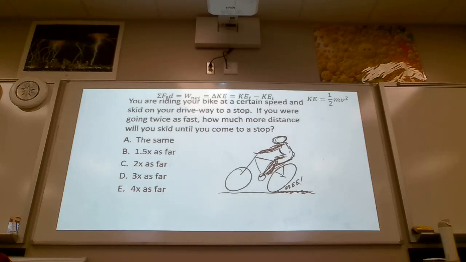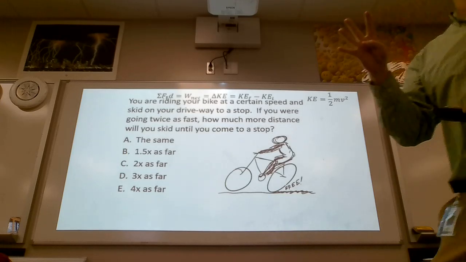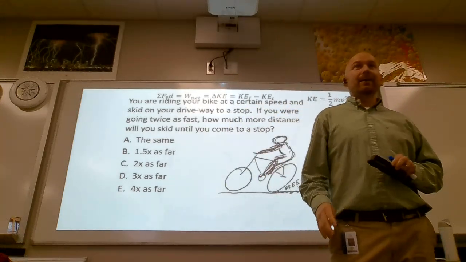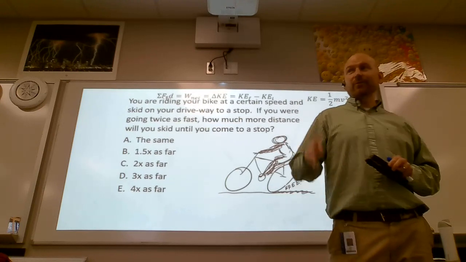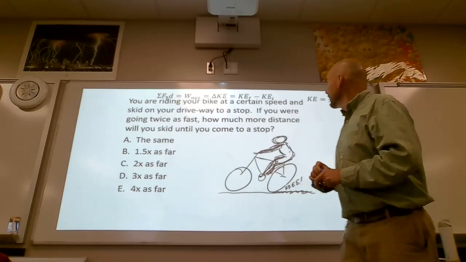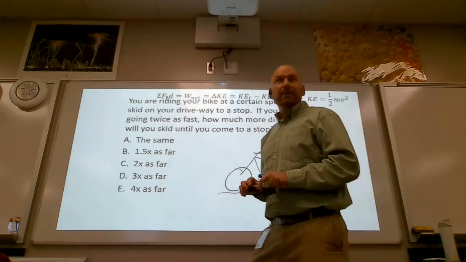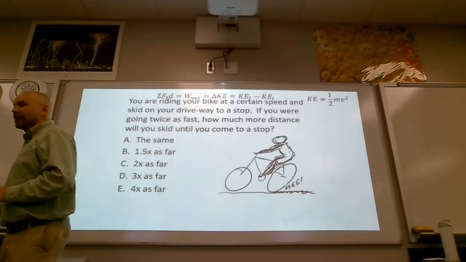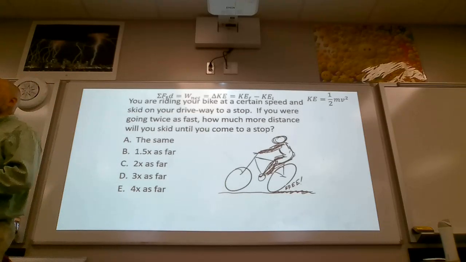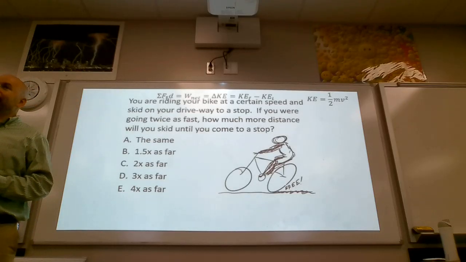Correct answer is 4 times the distance. Okay? Hopefully your lab demonstrated that. Theoretically, that's what it should have been. 4 times the distance when you double the speed. Why? Because the speed in kinetic energy is squared. You okay with that? Okay, that's huge. That is not intuitive. Most everybody thinks, oh, twice the speed, twice the distance.